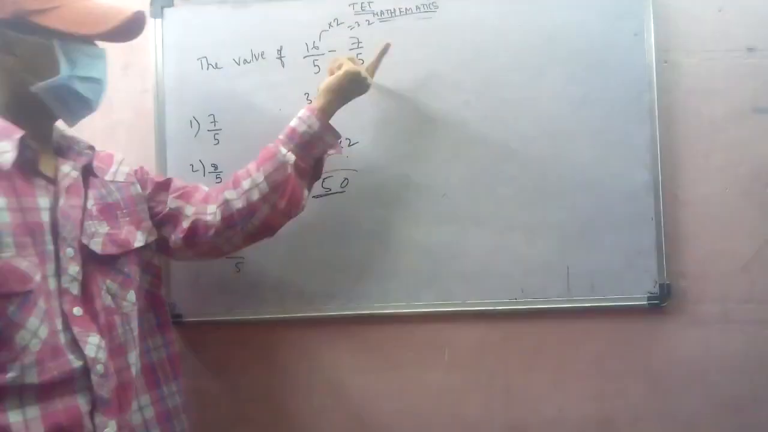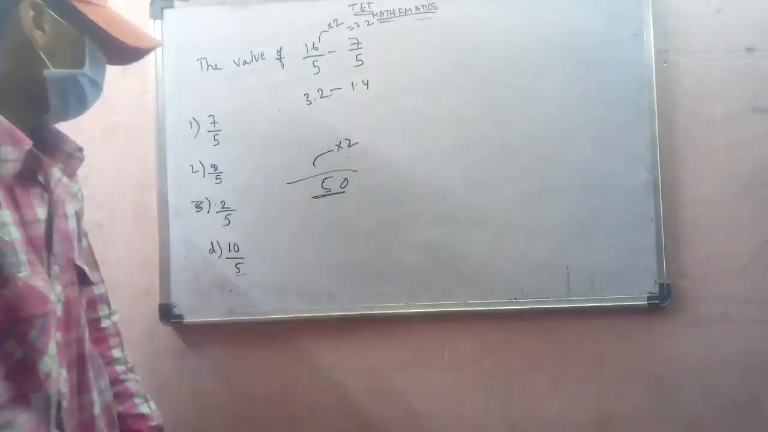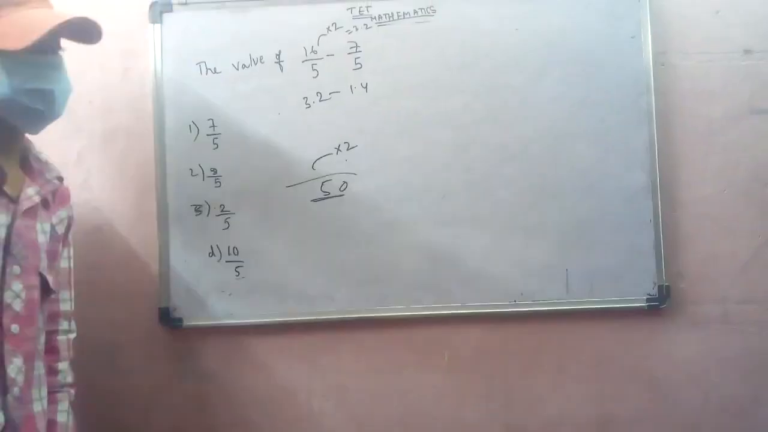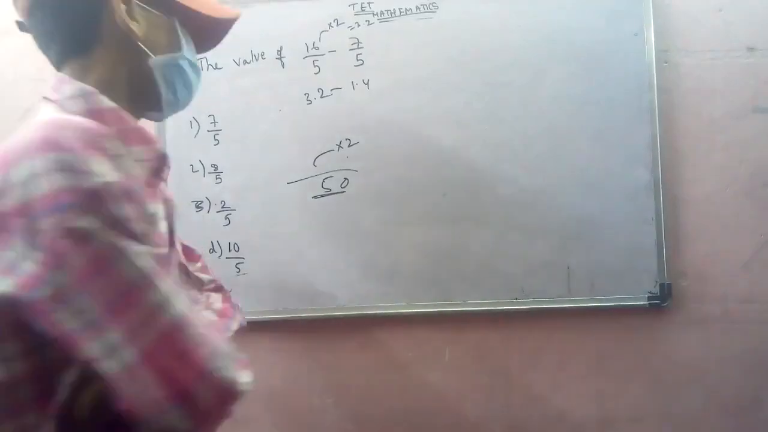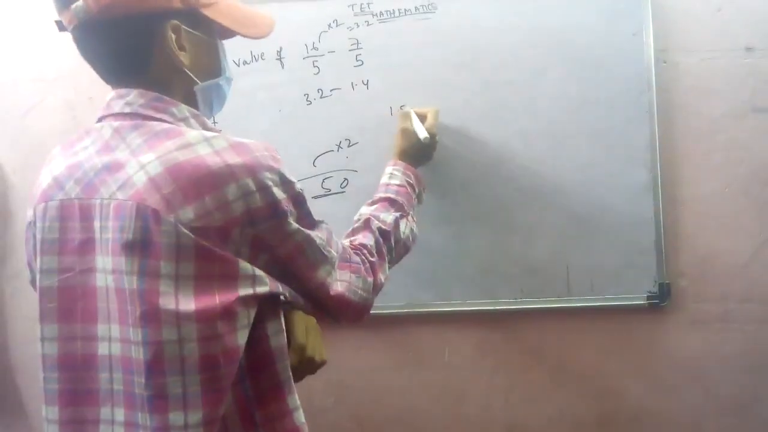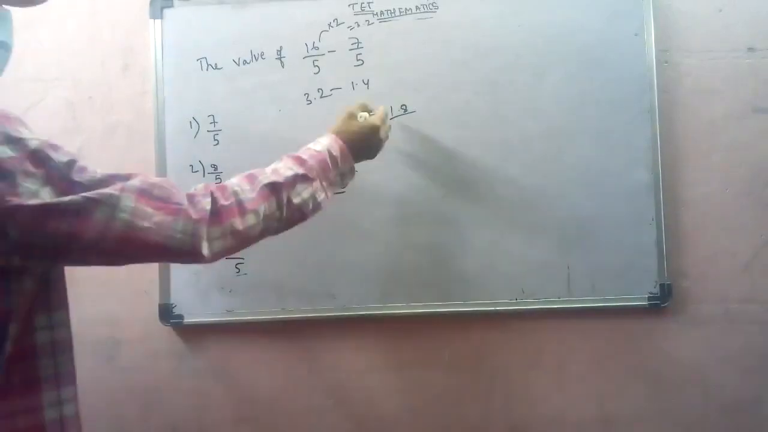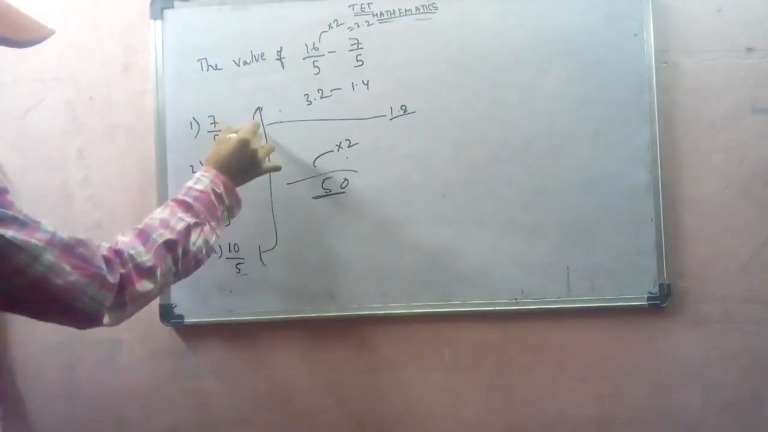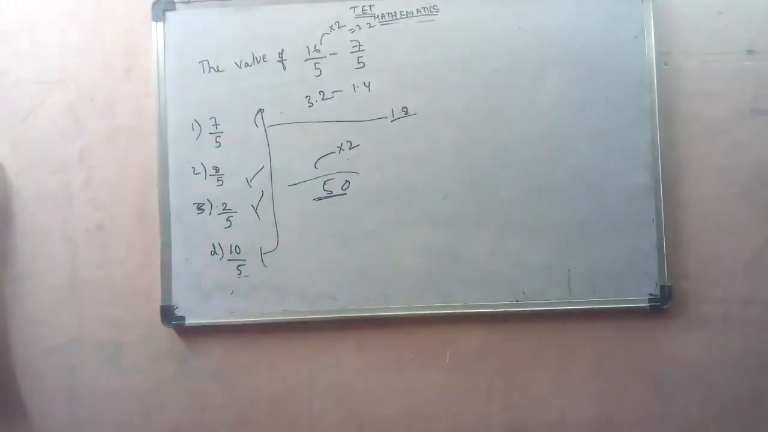Minus. Here same, 7 into 2 is 14, 1.4. Okay, what you will get? 32 minus 14, how much? Tell me. First 32 minus 12, 20 minus 18, 1.8. Okay, 1.8. And what is the fractional form of 1.8?